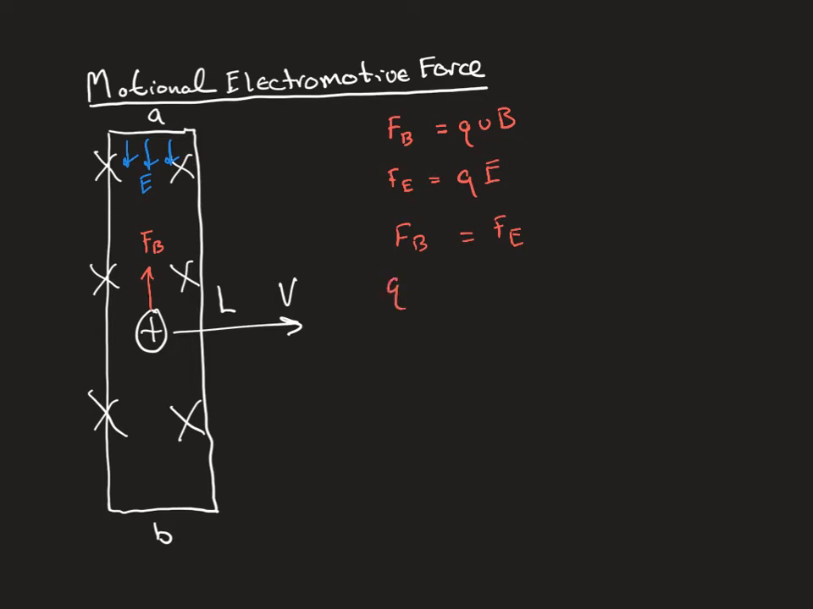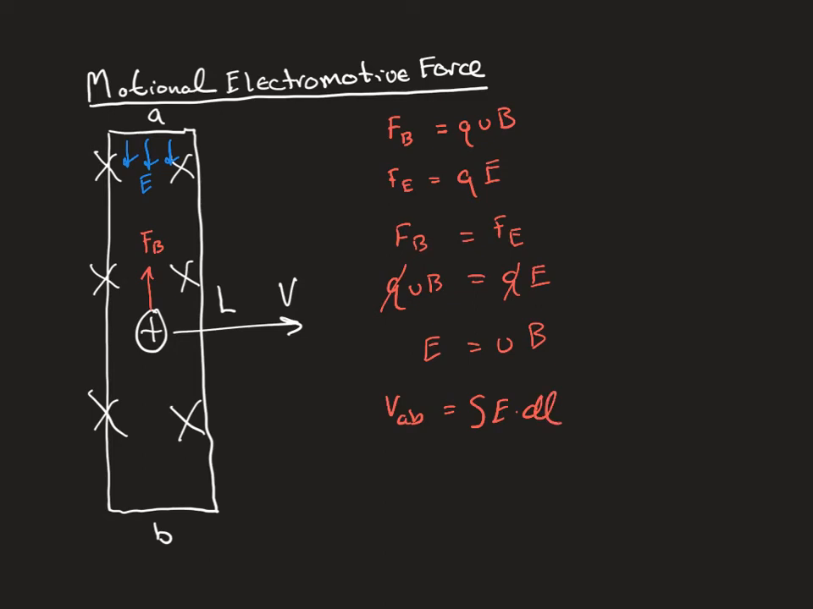So subbing in the equation for the magnetic force, subbing in the equation for the electric force, we see that the Q's cancel out and we get the electric field is equal to the speed, remember, that's the speed of the moving bar, not the speed of the charges, times the magnetic field strength. From Unit 1, we know that potential, in this case not velocity, is equal to the integral of E dot dl.